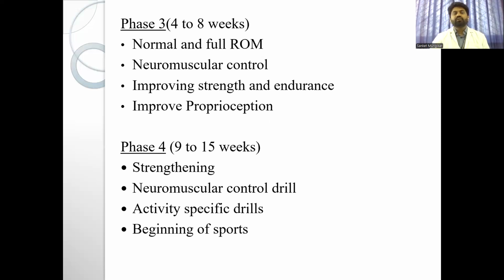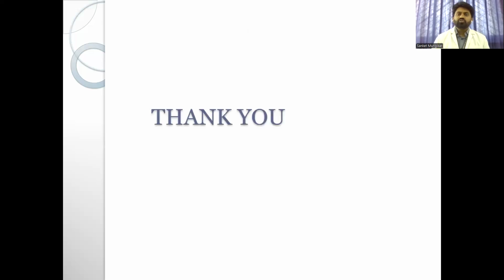Phase three: normal and full range of motion, neuromuscular control, improving strength and endurance, and improving proprioception. Phase four: strengthening must be continued, neuromuscular control drills must be there, activity specific drills, and beginning of sports. So this is how we are going to manage the conservative ACL patient as well as the operative patient by using these two protocols.